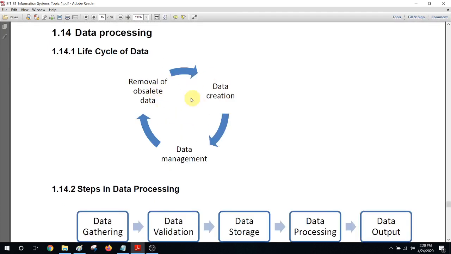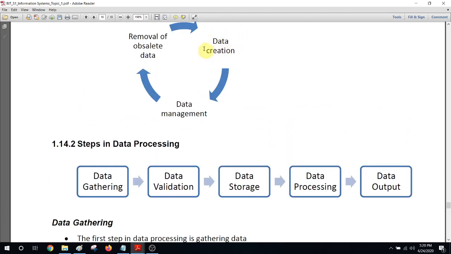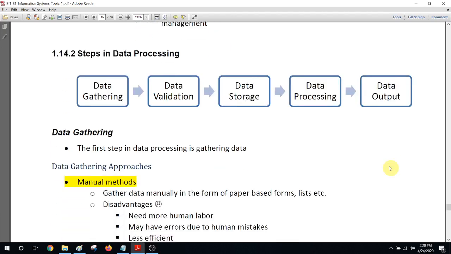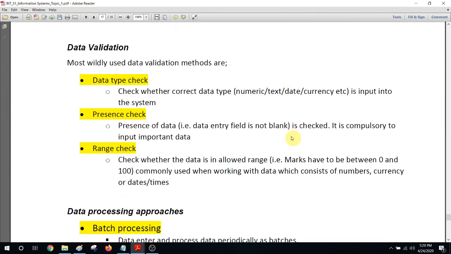Right. So the life cycle we have already discussed, right? So some steps in data processing. Remember we have the data creation. First we have to gather the data. Sometimes it will be automated, sometimes it will be manual. Information systems will validate the entered data so that the garbage in garbage out phenomenon is not there. Sometimes it will process and store, sometimes it will store and process, vice versa, right? So there will be data storage, processing, and of course the output of the data. I'm not going to explain these things because these are self-explanatory, and go through different types of validations as well, right?